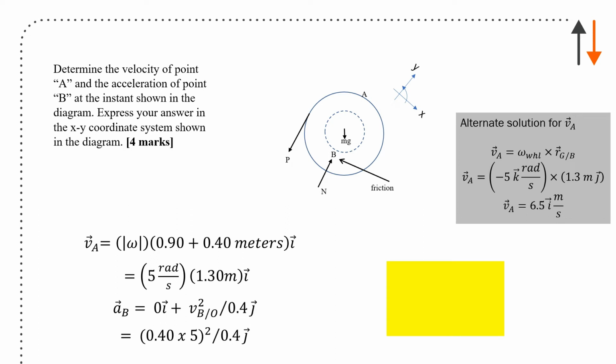Alternatively, you could use a vector solution, and I actually recommend those as long as you're comfortable with it, and just substitute -5k rad/s and a positive 1.3 meters j. Notice, of course, that the xy coordinate is in the direction of motion. So you get the velocity of A and the acceleration of B. There you go.